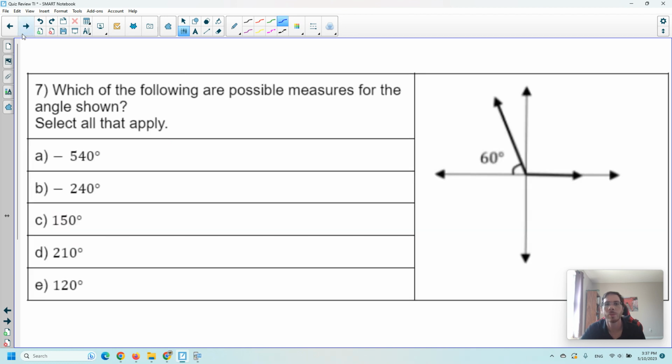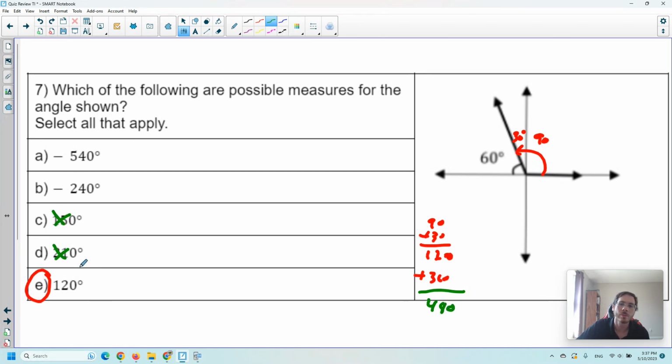For number 7, what are possible measures for the angle shown? Select all that apply. So again, we're kind of doing the same thing. Since this is 60, we know that this has to be 30 because they have to add up to 90. So if I were to travel this way, I would have 90 plus 30 for 120 degrees. So I'm going to see if I got 120. I do have 120 right here. Now, if I add 360, I'm going to get 480 degrees. So I know everything between 120 and 480 are wrong. So that's how I know I can get rid of these safely.